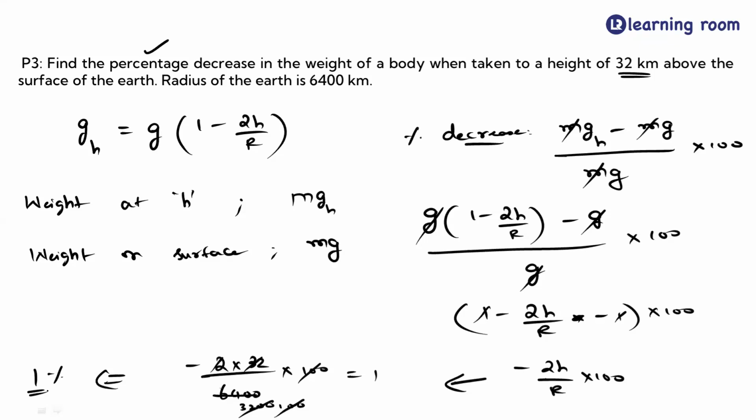Are you all getting a perspective of this? So the minus sign there indicates that there is a decrease in value, right? And how much is the decrease in value? It is 1%.